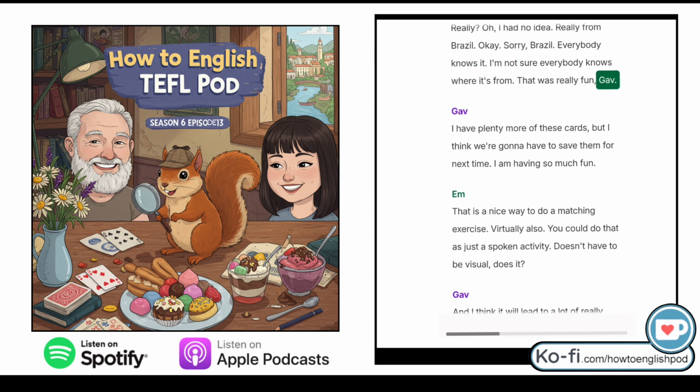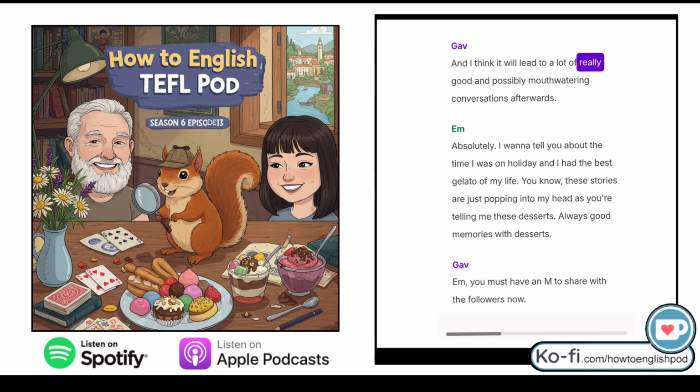That was really fun, Gav. I have plenty more of these cards, but I think we're going to have to save them for next time. I am having so much fun. That is a nice way to do a matching exercise virtually. Also, you could do that as just a spoken activity. It doesn't have to be visual, does it? And I think it will lead to a lot of really good and possibly mouth-watering conversations afterwards.